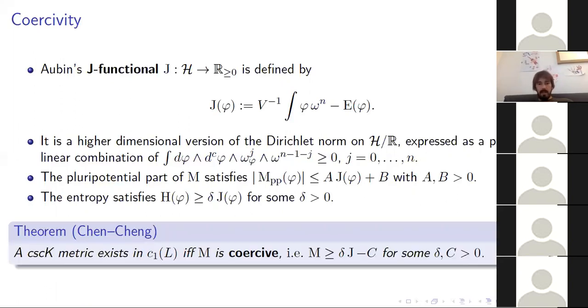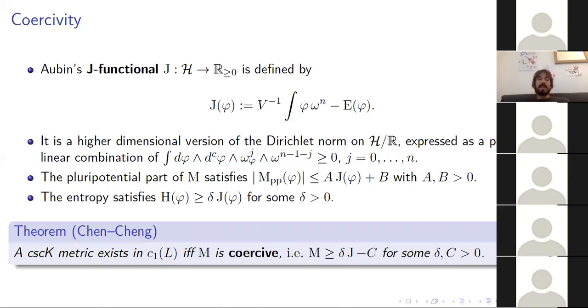And now we can state this very important result by Xiuxiong Chen and Jingrui Cheng from early 2018, I think, the preprint on the arXiv, which completely takes care of the analytic part of the YTD conjecture, meaning that they show that the existence of a cscK metric, which is a fourth order PDE, quite difficult and so on, is proved to be equivalent to the coercivity of the K energy, which is a linear growth condition with respect to the J functional.